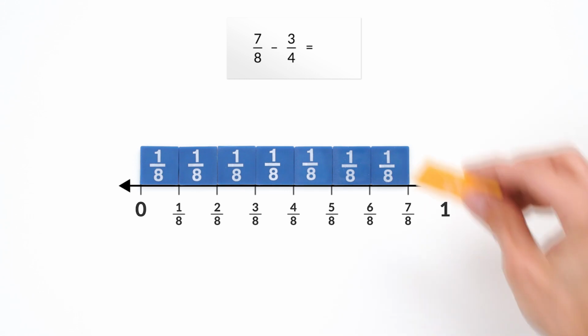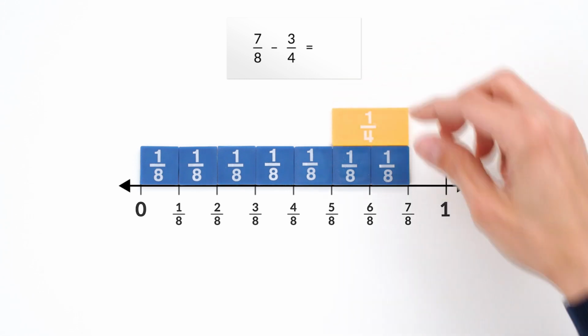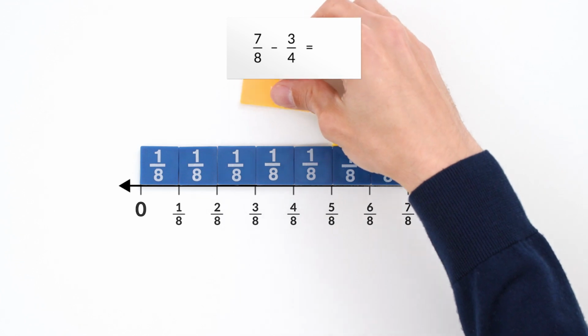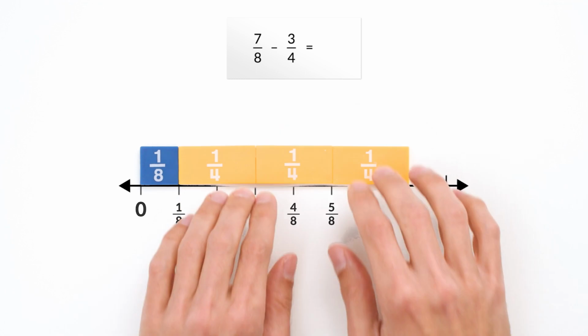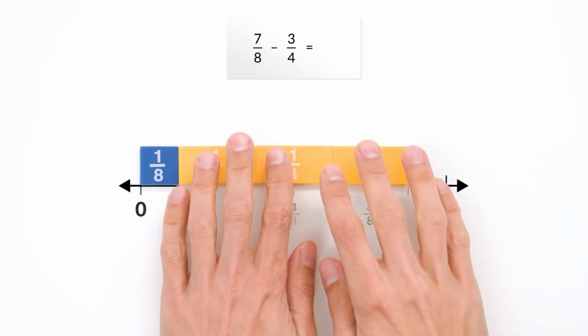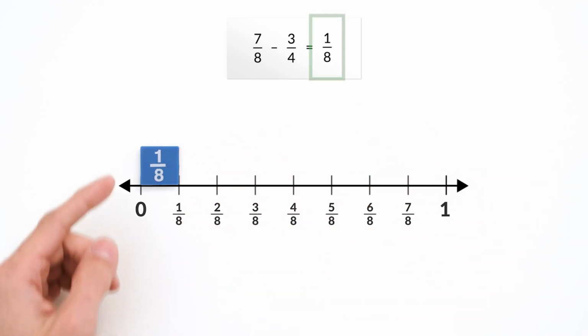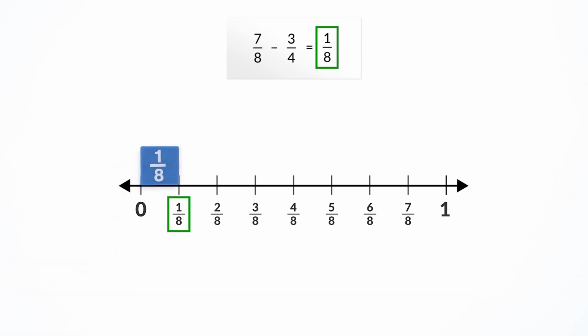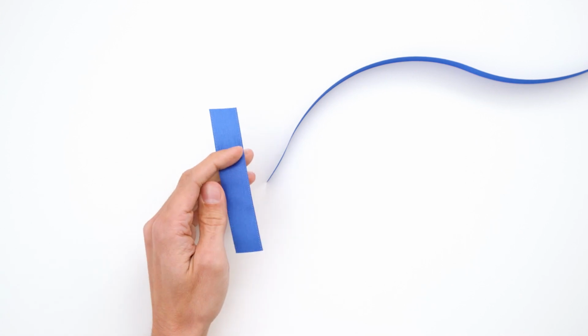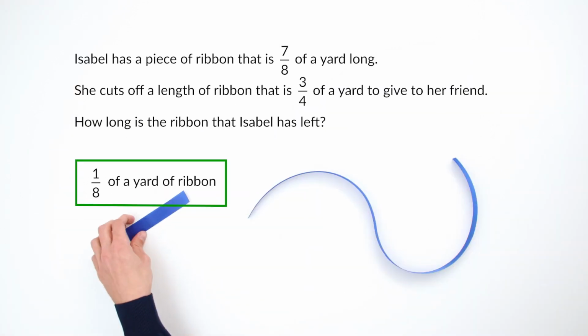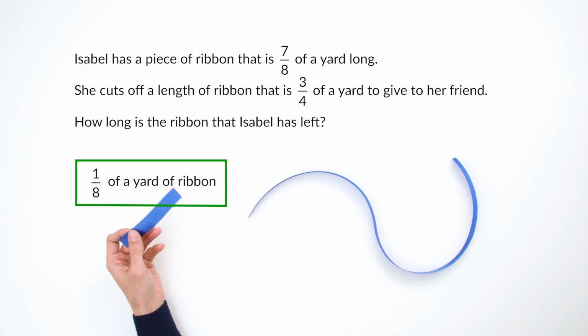Well, I know that 2/8 is equivalent to 1/4 because they're the same length. So I can trade 6/8 for 3/4. Now I can take away 3/4 and I'm left with 1/8. So I've just modeled 7/8 minus 3/4 equals 1/8. Let's connect back to the word problem about Isabel's ribbon. We just used the tiles and the number line to find out that Isabel has 1/8 of a yard of ribbon left. We can also represent the subtraction problem without fraction tiles.